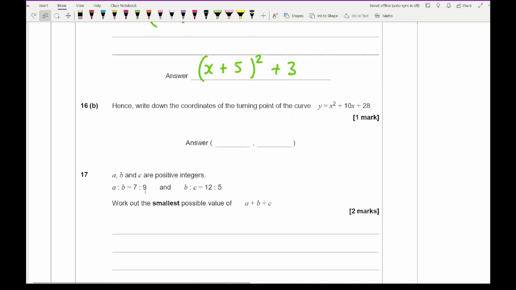The next question then says write down the coordinates of the turning point. Well, the turning point, the x coordinate will always be the value of x that makes that bracket equal to 0. So that's going to be minus 5. And then when x is 0, what is that completing the square going to be? Well, it's going to be positive 3.